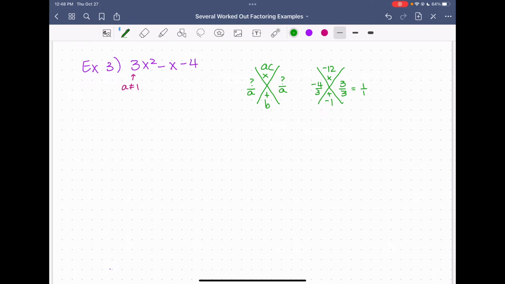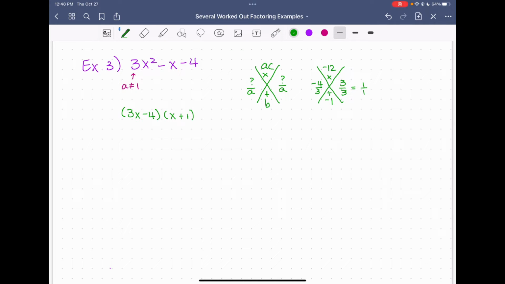And remember, now you're ready to read your answer from down under. So bottom numbers always go with x. 3x minus 4, that's one of your factors. And then 1x plus 1 is your other factor. And then that's it.